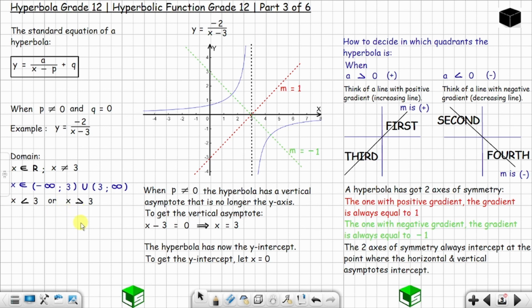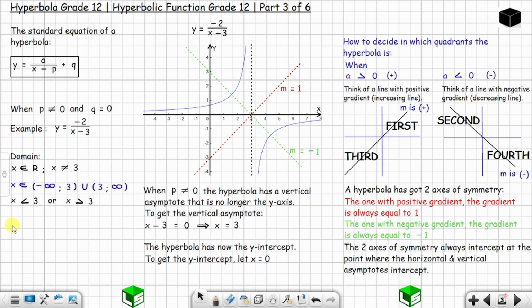Like this. Okay, so you don't have an equal sign there, because 3 is not part of the domain. This is why you don't have an equal sign there. And this is why you have a round bracket there, because 3 is not part of the domain. So you have 3 ways in which you can give the domain of this hyperbola.